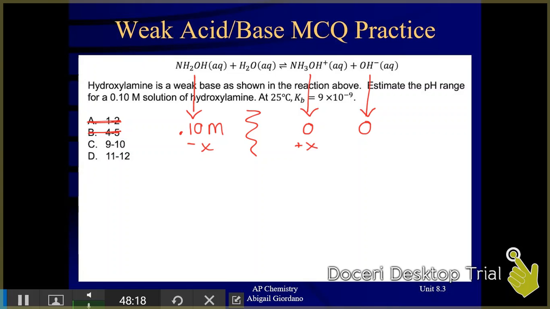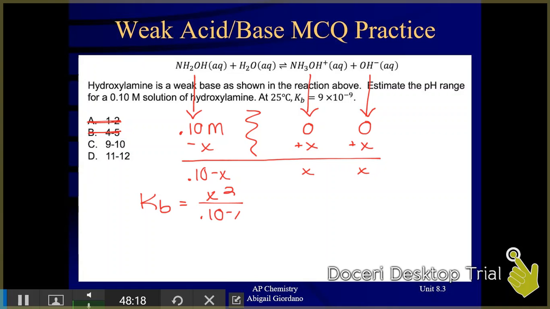You might say, oh, this is impossible. How could you do this without a calculator? How can you graph it? Well, I'm going to show you. And they give us a Kb value, which is going to be x squared over 0.1 minus x. Here's the good news, ladies and gentlemen. Are you ready?